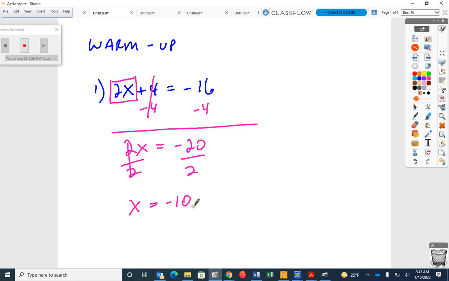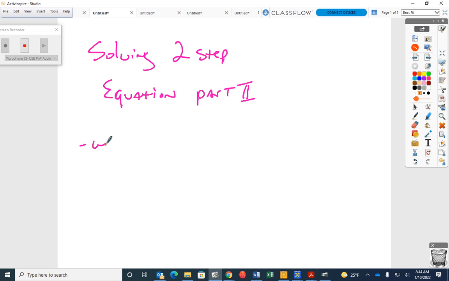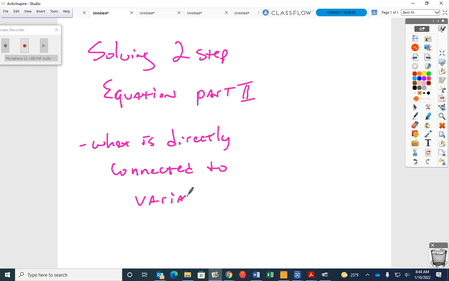Okay. Now, there's two types that you're going to see today. Okay, this is solving two-step equations, Part 2. Okay, we are still going to look for what is directly connected to the variable. We're still going to ask ourselves that question. Okay? So we're going to see on each one of these problems what is directly connected to the variable.